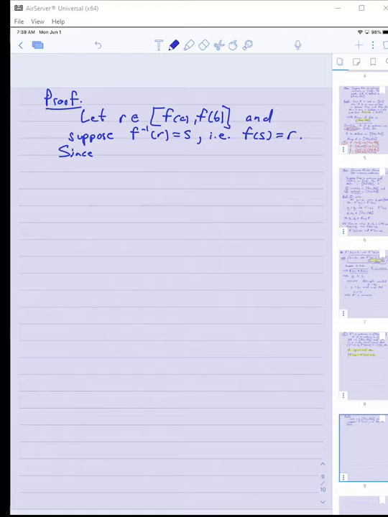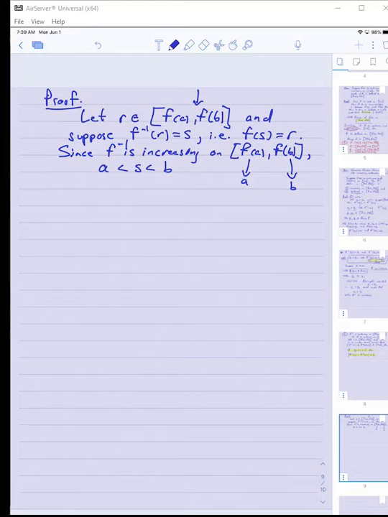Okay, what did we assume in our theorem? We assumed that f was increasing and continuous on the interval f of a to f of b. Since that function is increasing, we know that a is less than s is less than b. Sorry, that should be f inverse. F inverse is increasing on the interval f of a to f of b. So when we plug in f of a, we get a. When we plug in f of b, we get b. F inverse is increasing, so a should be less than b, which of course it is. And where was r? r was chosen as a value in between those two. Well, since f inverse is an increasing function, s should be in between a and b.